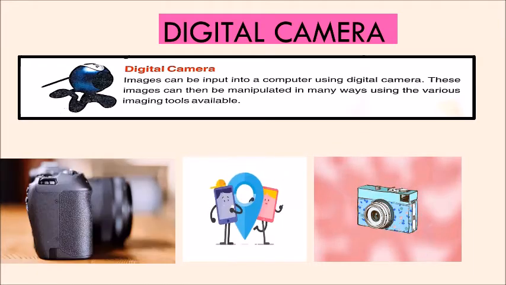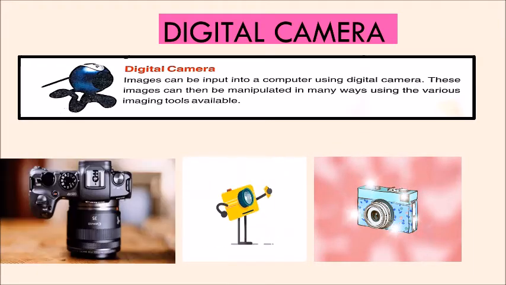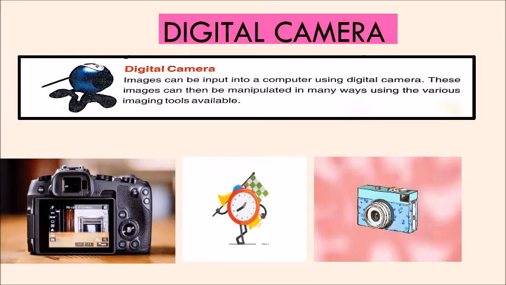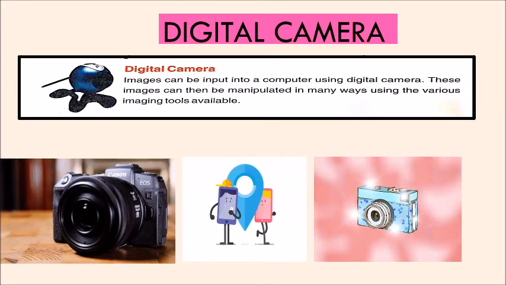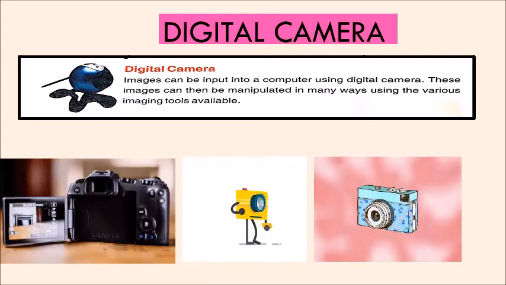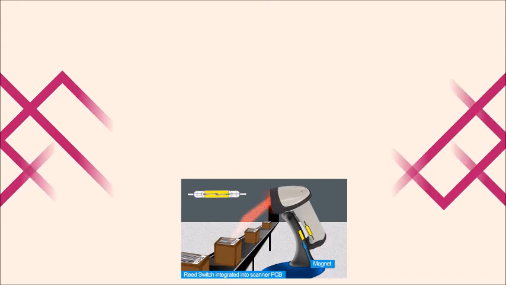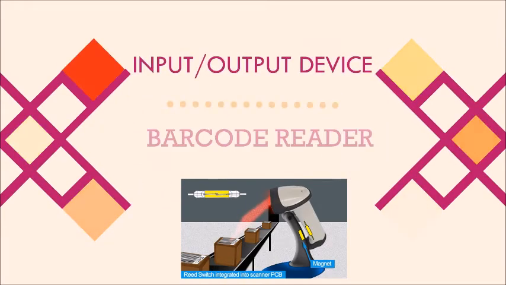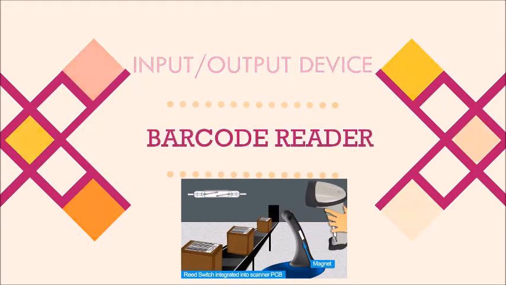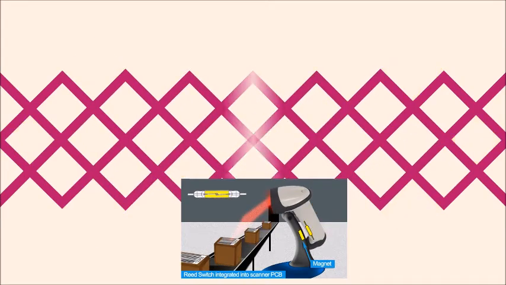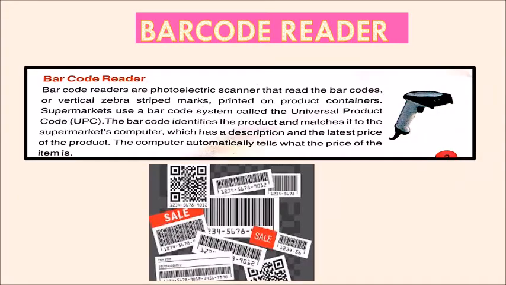Images can be input into a computer using a digital camera. These images can be manipulated in many ways using the various imaging tools available. Barcode reader. Barcode is an input device. A barcode reader is an input device.